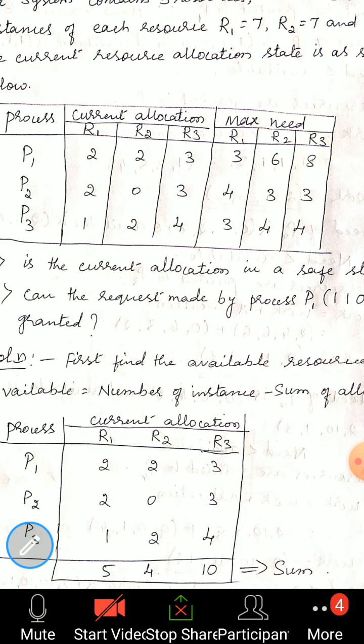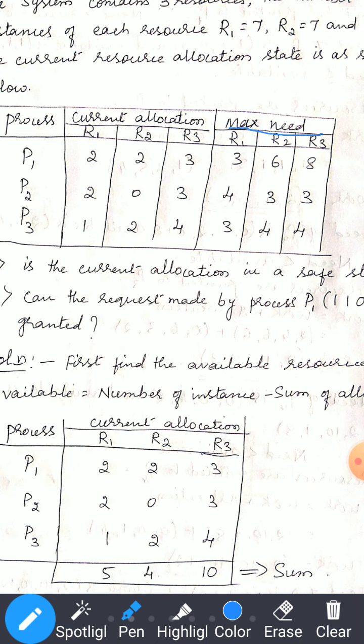Here in the snapshot, three processes are there, P1, P2, P3, and three types of resources R1, R2, R3, and the current allocation for each process is given, and also the maximum need for each process is given. Maximum need means the maximum requirement of resources for each process for completing their execution, right? This is the maximum need and current allocation for process 1, this is for process 2, and this is for process 3.